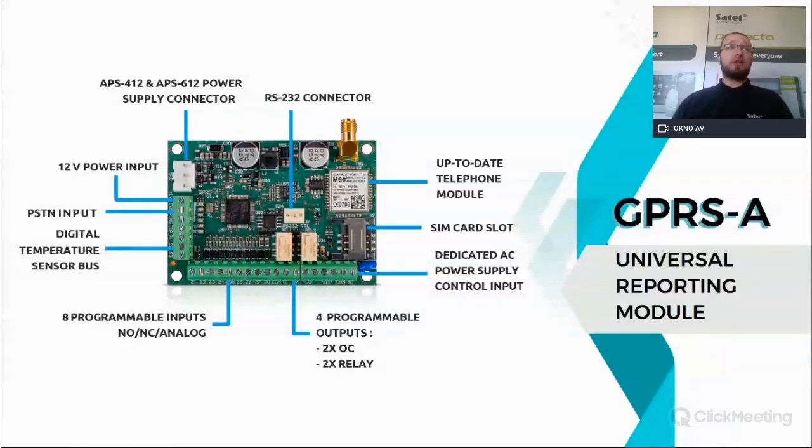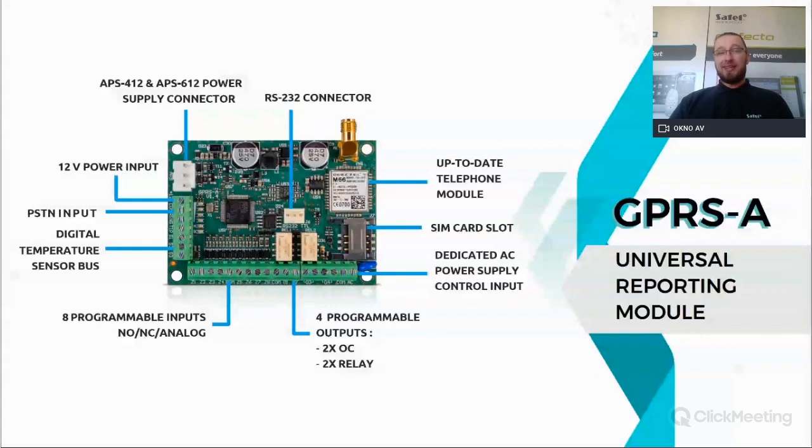As you see on the screen, from the left top corner you have the APS 412 or 612 connector. This gives you a possibility to connect the APS directly on the board and not only give a power supply, but also give information about the status of the battery and AC, etc. So this gives you full information about the power supply of this unit. On the left side, you will see connectors for power input, PSTN line input, and digital temperature sensors. These are one-wire temperature sensors that you can use with this module. About this a little later on.